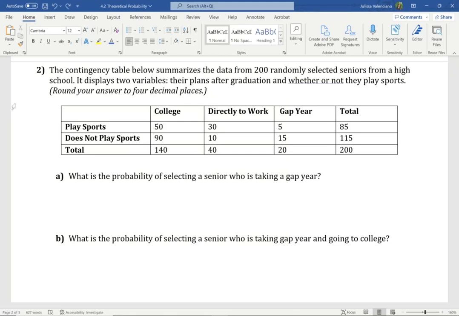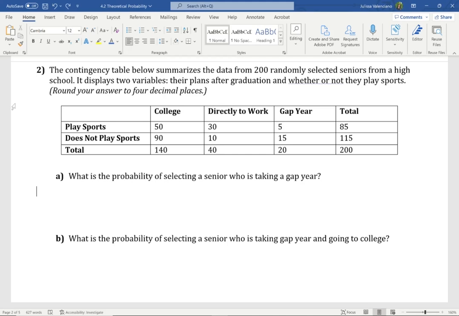Another example where we're going to be computing probabilities. This time we're going to be looking at a contingency table. The contingency table here below summarizes the data from 200 randomly selected seniors from a high school. It displays two variables, their plans after graduation and whether or not they play sports. When we arrive at our final answer, we're going to be rounding to 4 decimal places.